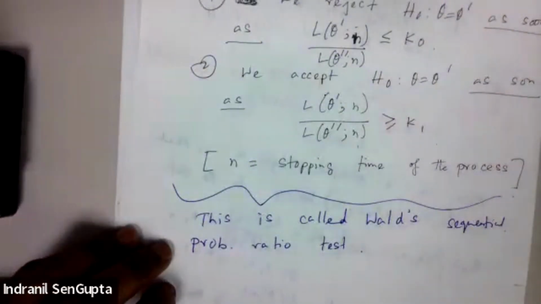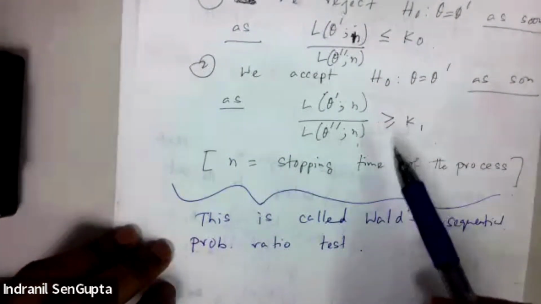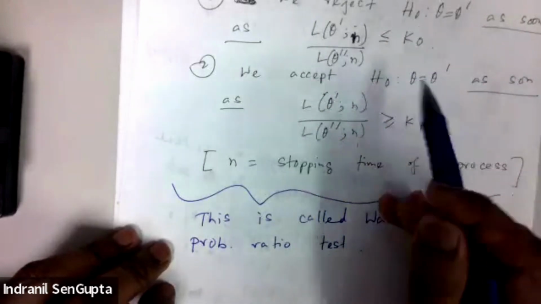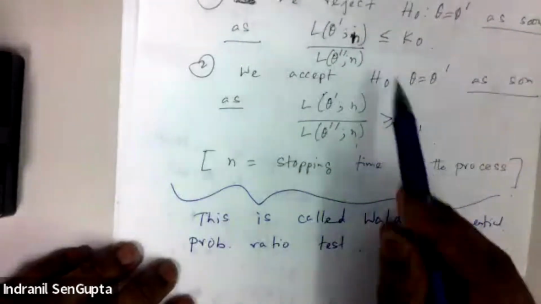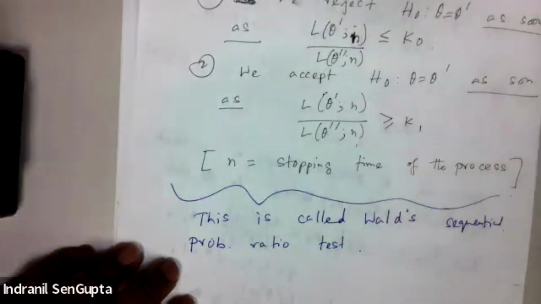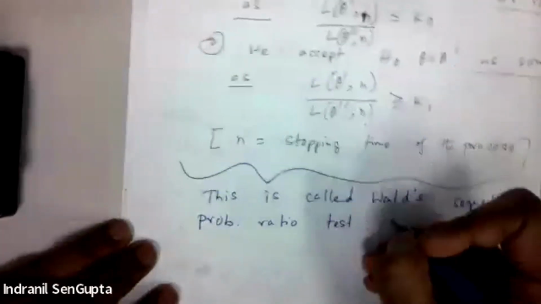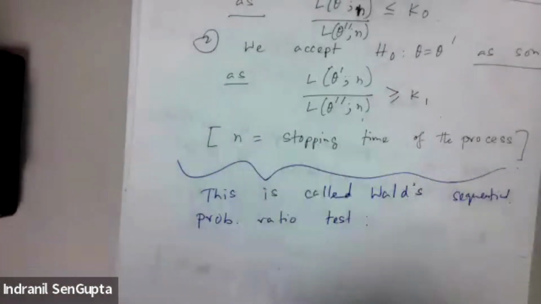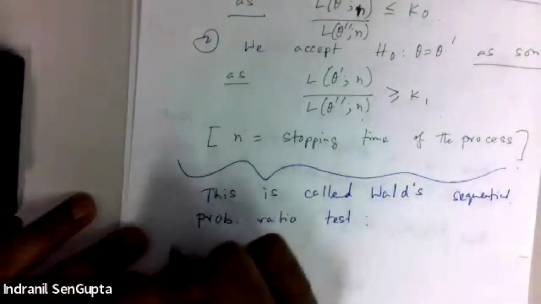Now you see that basically it's giving you a way: if this ratio is more than or less than something, then you reject or accept the null hypothesis. In other words, when this ratio is in between K0 and K1, you don't do anything. So essentially, another form of this one is that it's between two numbers which are functions of n. An equivalent form.